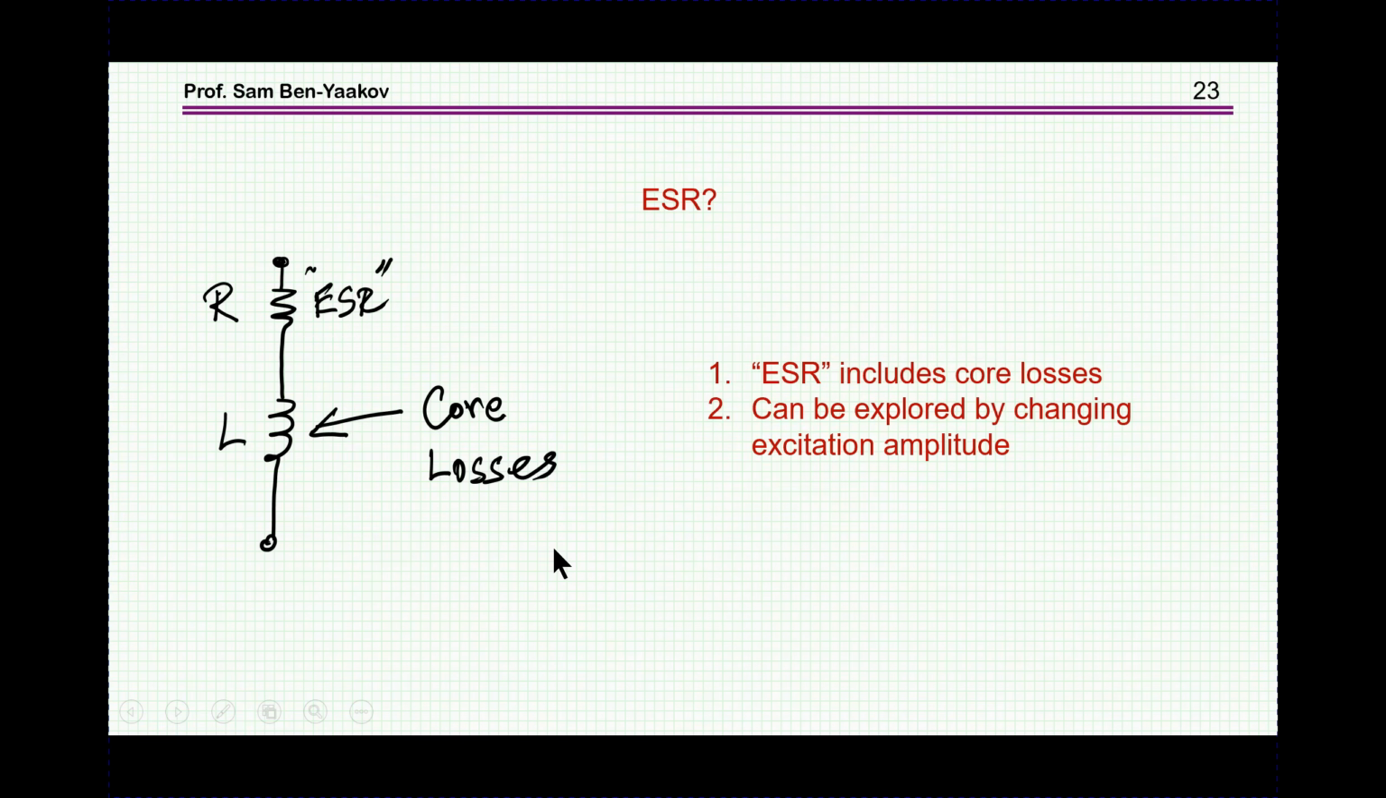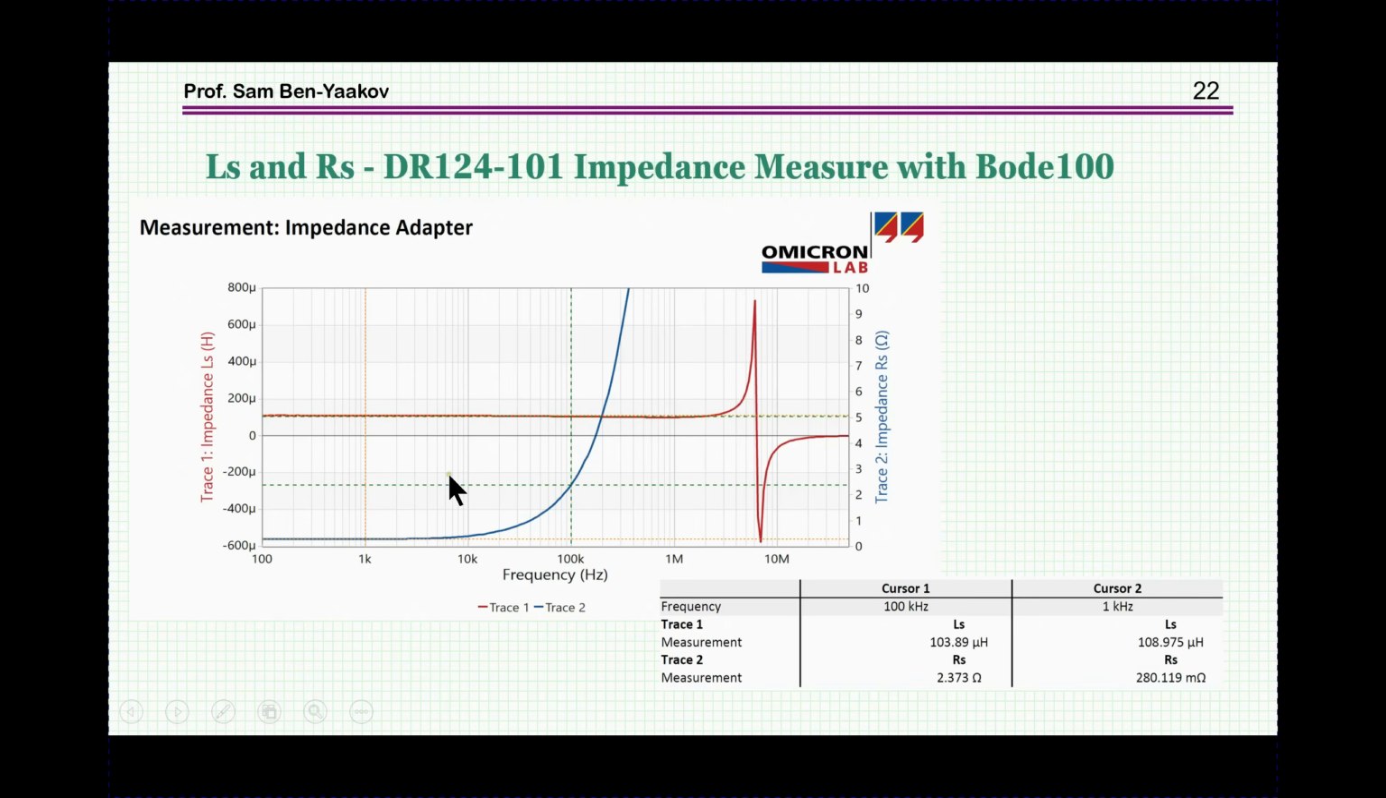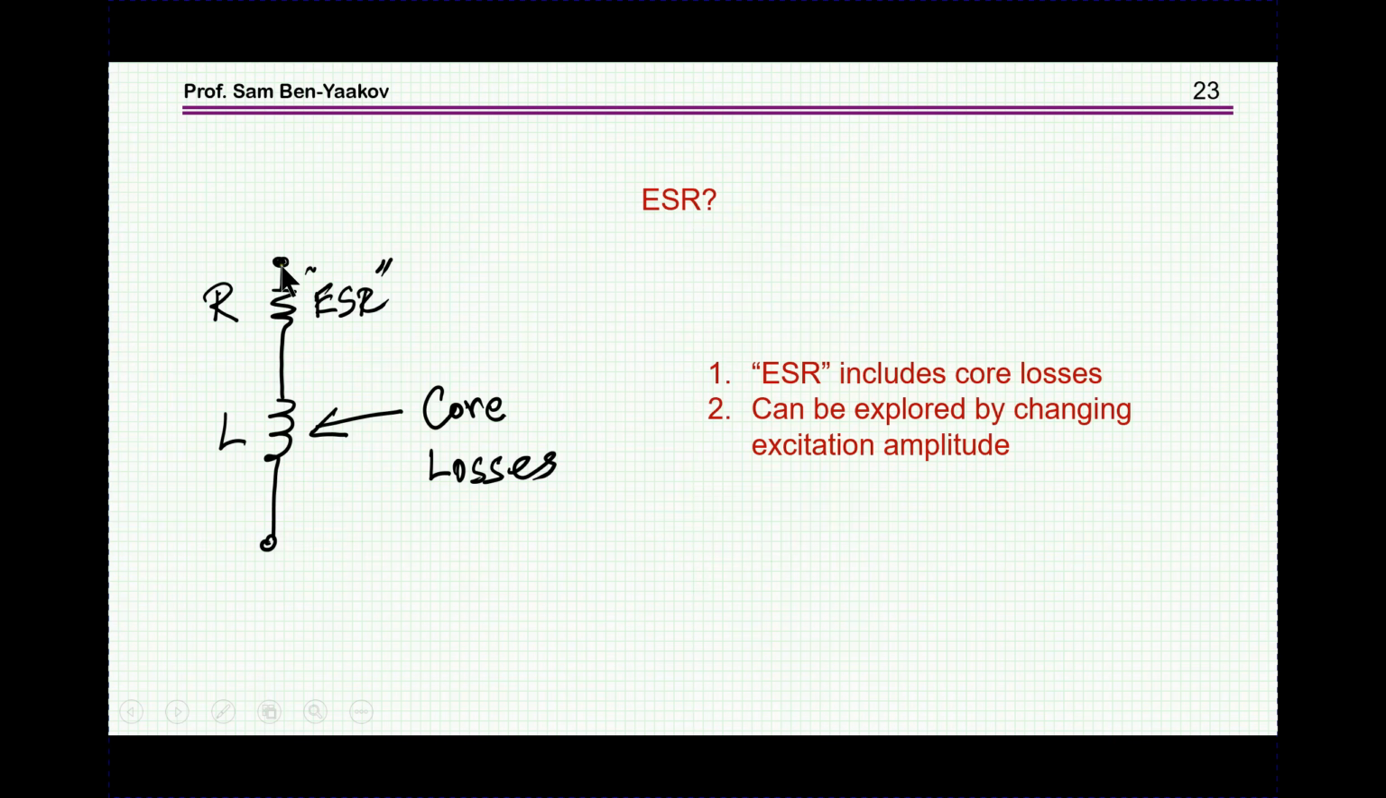So the ESR is sort of a representation of the resistive part, but note that if you are modeling the inductor as the inductive part plus ESR, this ESR is also including core losses, because you have two parts, the resistive and inductive, and when you look at the analyzer output, this resistive part is a lump value for everything.